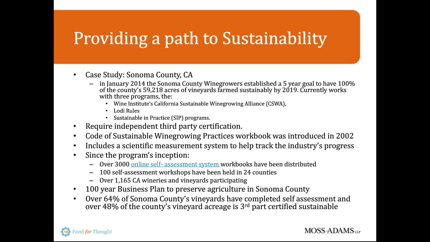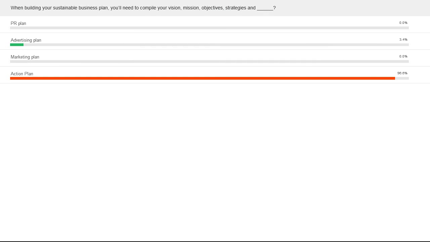Just taking a little break here, here's a question for everyone to respond to. When building your sustainable business plan, you'll need to compile your vision, mission, objectives, strategies, and what? And just as a reminder, if you'd like to earn CPE credit for today's webcast, you will need to respond to at least 3 of the 4 polling questions. And we will shut this down in 3, 2, 1, and here are the results. So action plan, exactly. Everybody, we're on board here. You develop your vision, mission, objectives, and then you lay out your action plan.